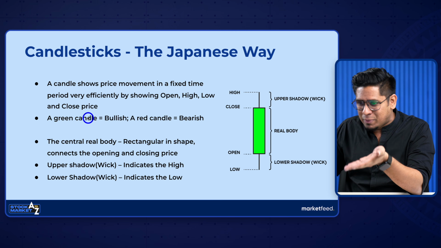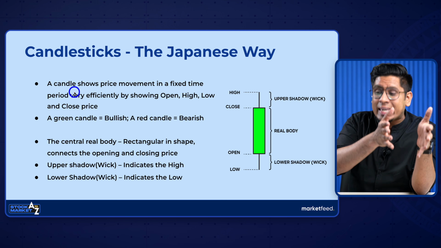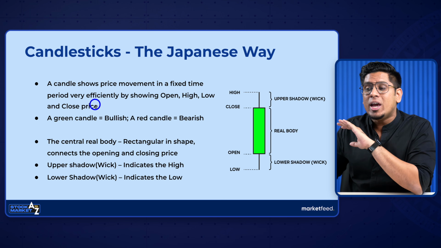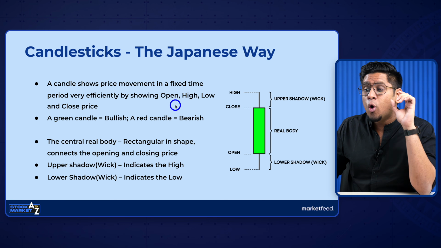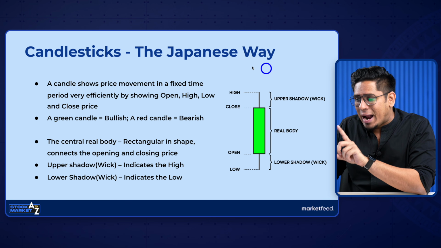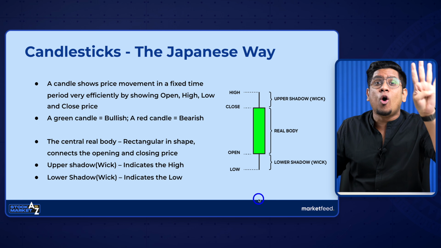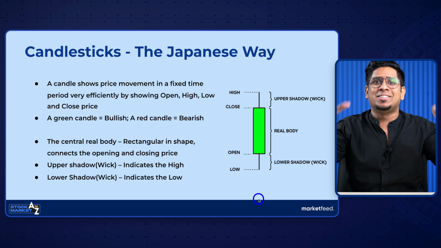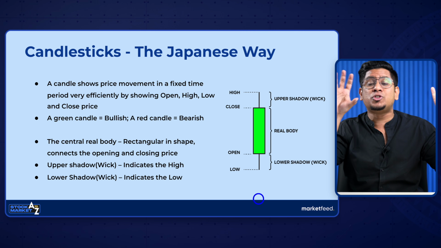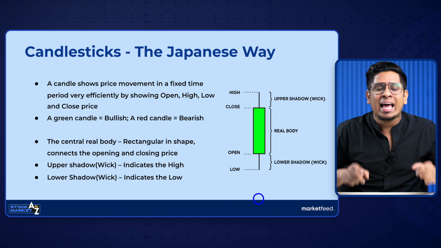So if you simply read this, you can easily understand that a candle, a candlestick, shows price movement in a fixed time period very efficiently by showing open, high, low and close price. That is just one candlestick. Just one candlestick gives you 4 data points and a lot of stories. That is the catch there. 4 different data points and a story regarding the price action, just by looking into a single candlestick.